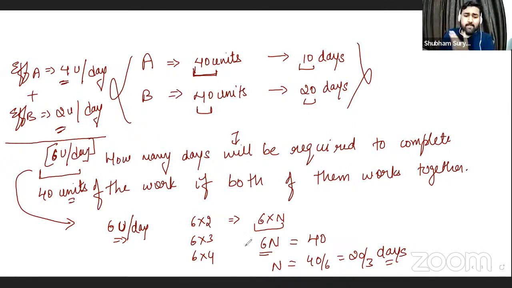So let's say in n days, 6 into n is equated with the total amount of work, 40 units. So n has to be 40 by 6, which is going to be 20 by 3.